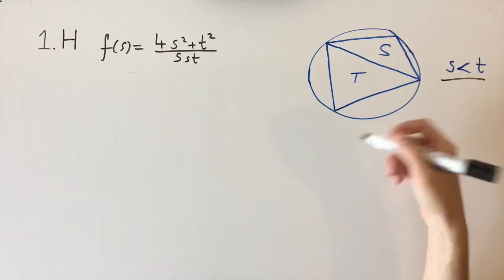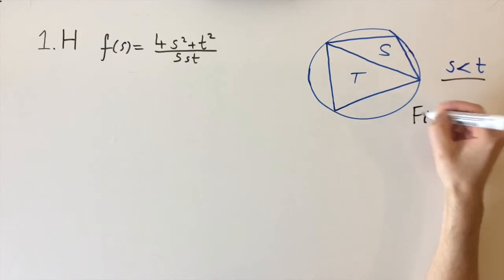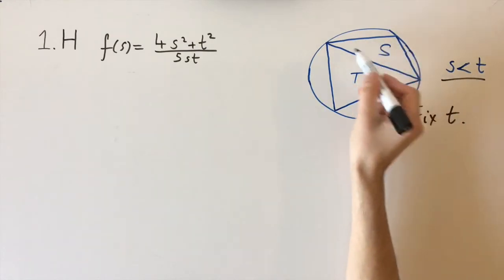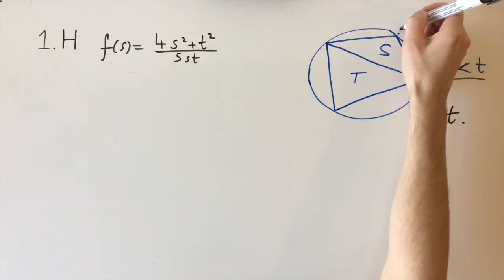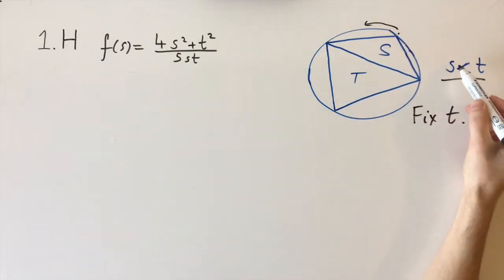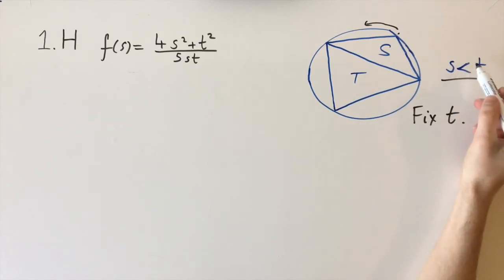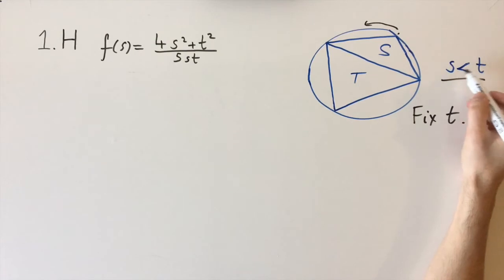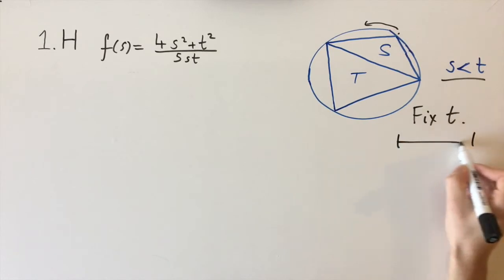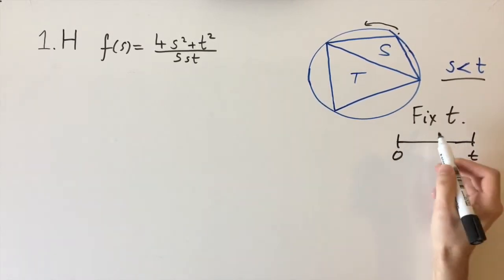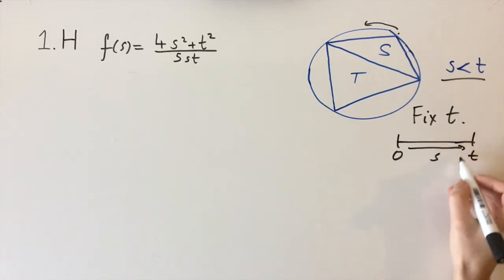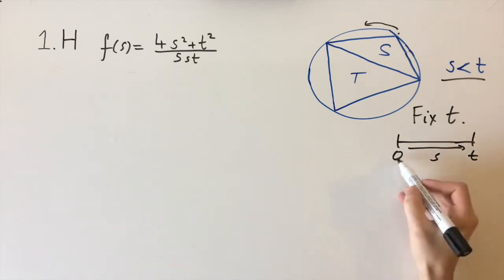To help us with this problem, we can fix the triangle T, so fix the area of T as little t, and then we can think of varying the area of S by just moving this node here. If we pick this node up and move it along the circle, we can make this area of arbitrary size as long as it satisfies S is less than T. Another way to think about this is if we draw the segment of the number line between 0 and t, the value of s can take any value between 0 and t. So we can vary the area of S as long as it's bounded between 0 and t.